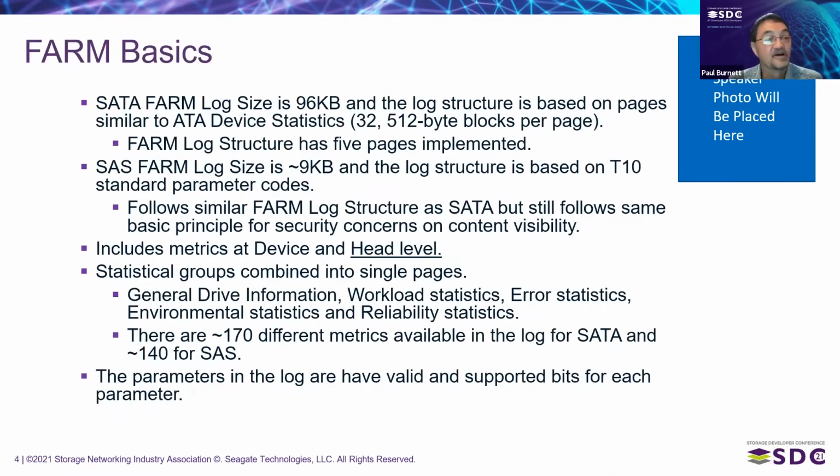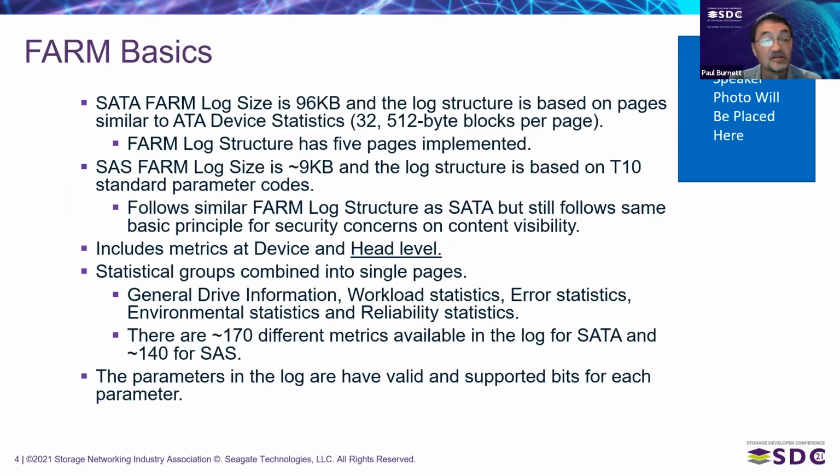So let me talk a little bit about some of the FARM basics. The SATA FARM log is 96 kilobytes in size, and the log structure is based upon pages similar to the ATA device statistics. So one page would have 32 512-byte blocks, so that'd be 16,384 bytes. And there's space for 6 of those, but we have 5 pages implemented within the FARM log structure.